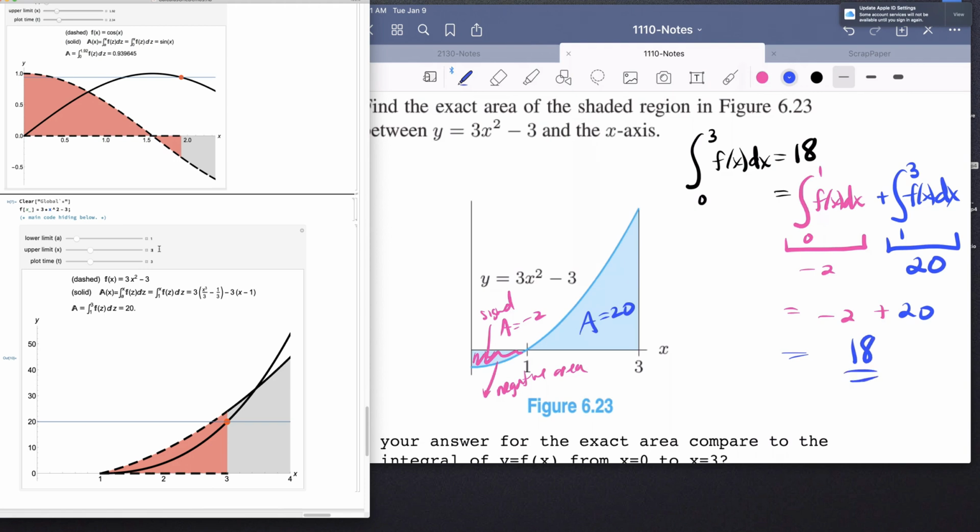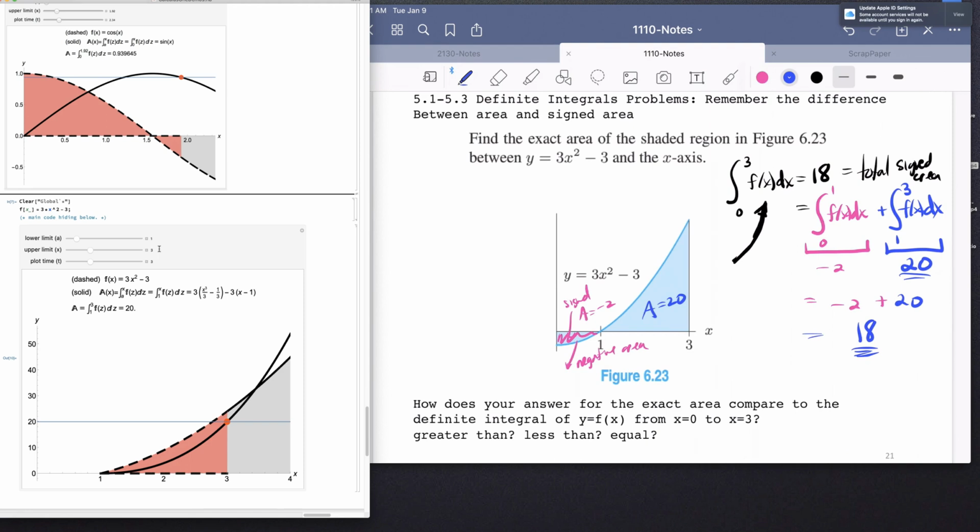And together, negative 2 plus 20 turned out to be a net positive area of 18. So this is the important thing to remember: definite integrals don't necessarily give you area. They give you total signed area. They take into account the pluses and minuses of the area. So the large region was 20, a larger area, but then the definite integral subtracted the area below the axis. And that's why our net area is equal to 18.